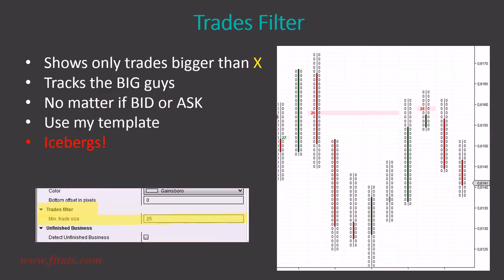Alright? So for currency futures, I use the trade filter 25. But if you trade other trading instruments, you'll need to change this number. Adjust it to the instrument which you want to trade.